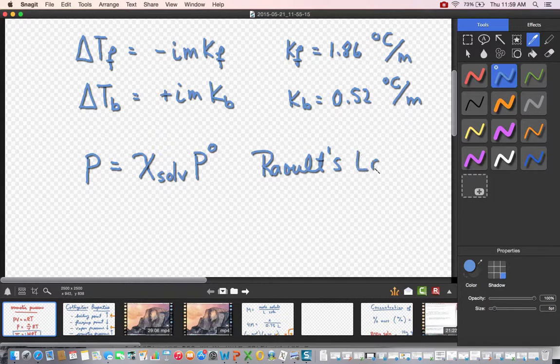So now we're set up to solve any type of colligative property problem conceptually, but also mathematically. So in the next video that we produce, we're going to look at lots of applications of colligative property chemistry.